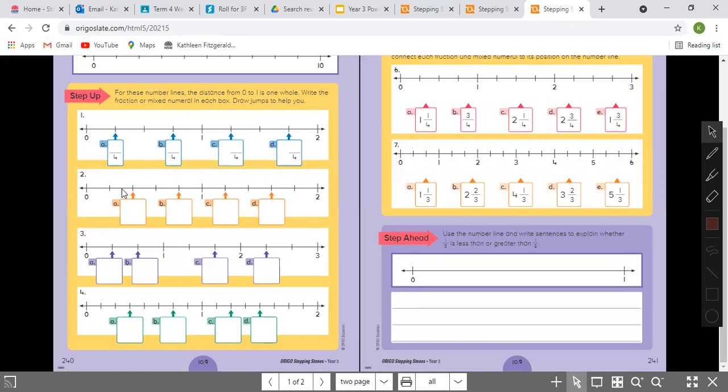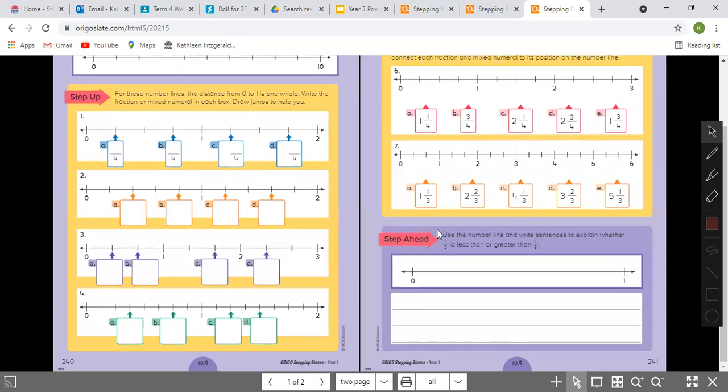Okay, and then this one again, we've got it broken from 0 to 1 to 2, and each position is 1, 2, 3, 4. So our denominator will be a 5 because we've got 5 parts. And then you need to say how many you've counted along there. Okay.